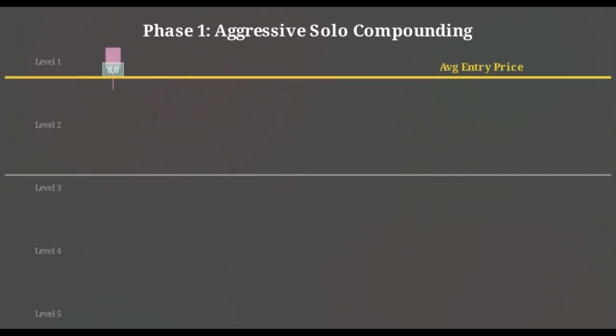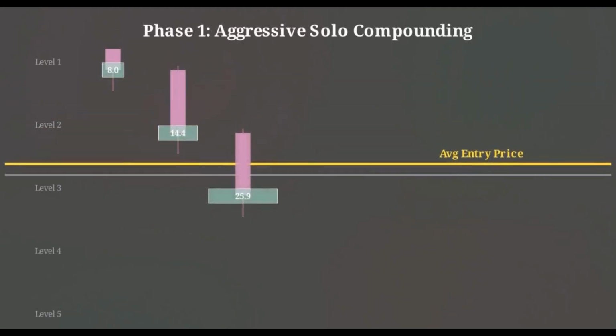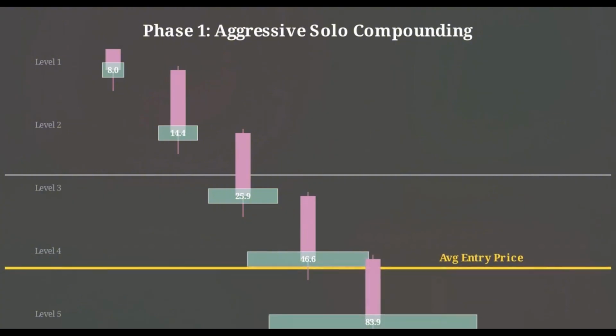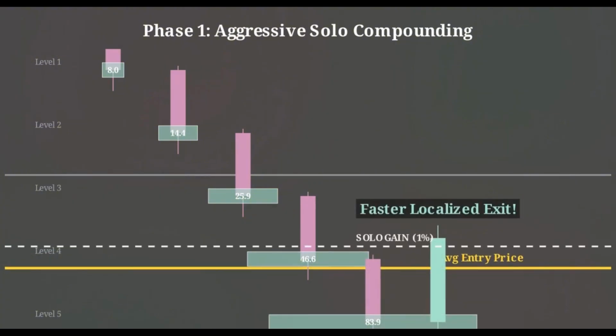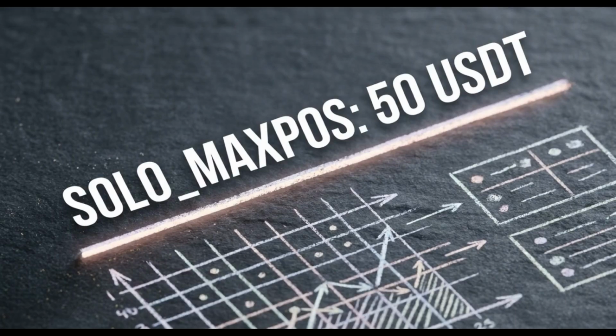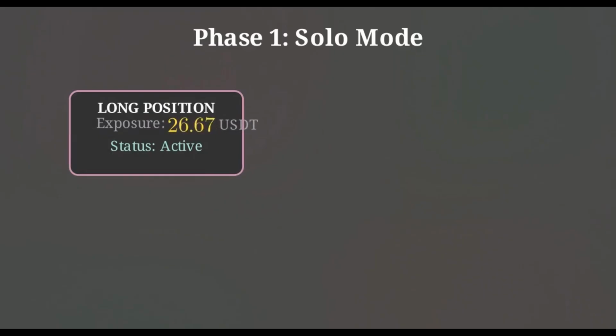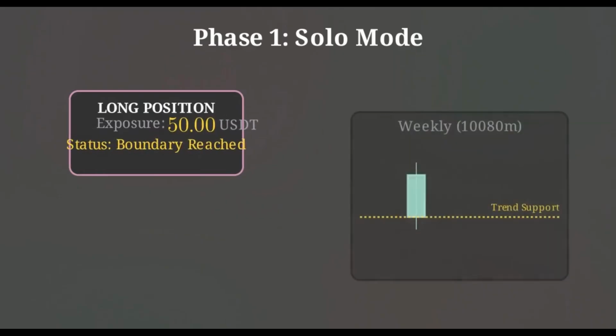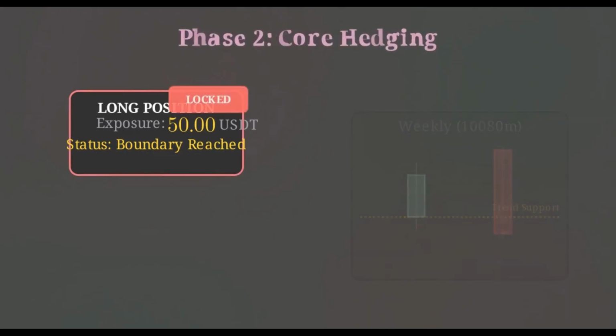Heavily compounding order sizes rapidly pulls the average entry price closer to the current market price to force a faster localized exit. The mathematical boundary for Phase 1 exposure is strictly set at an accumulation ceiling of 50 USDT. When total solo side exposure reaches 50 USDT and a weekly candlestick breaks the primary trend, the system executes a cessation of solo orders and activates Phase 2 core hedging.